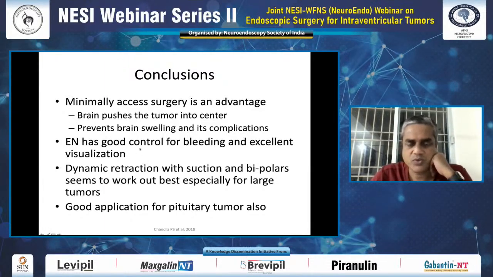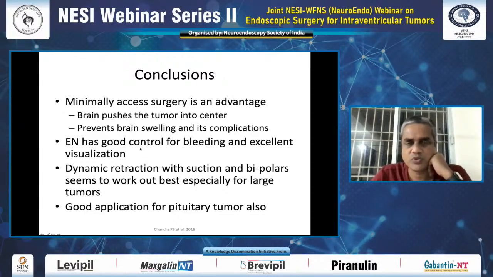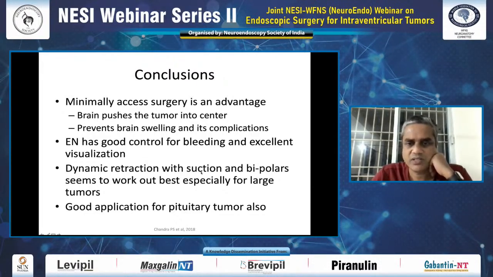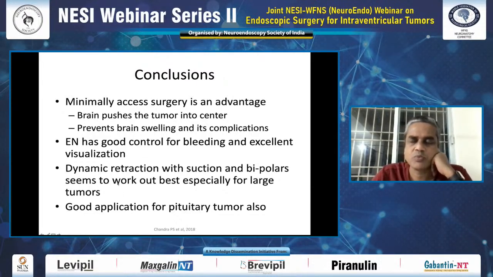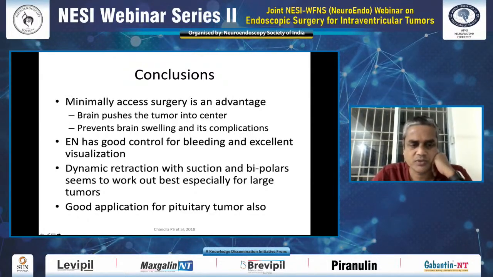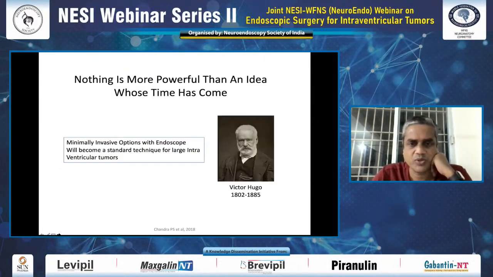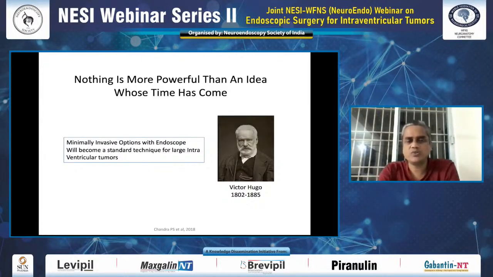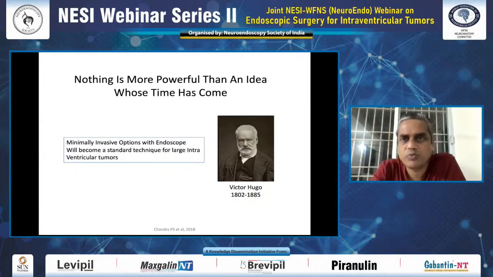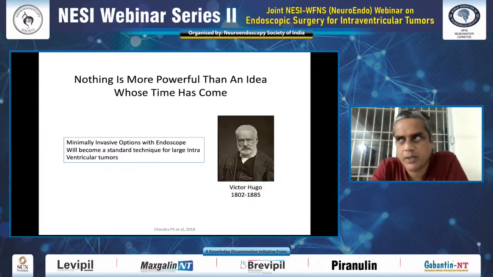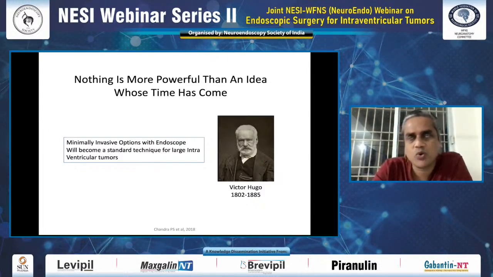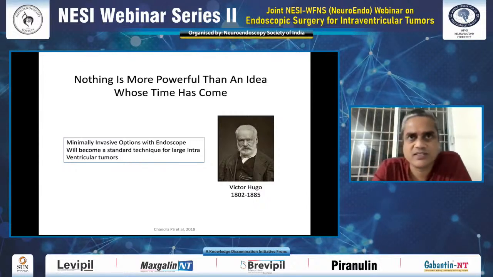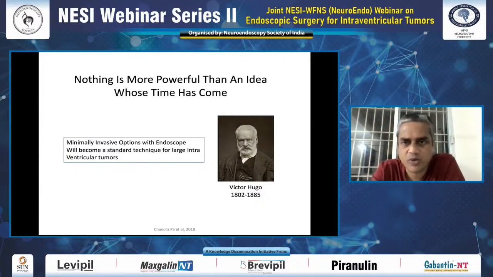I found using the syringe for the transcortical approach to be excellent, and dynamic retraction with suction and bipolar to be very good for the interhemispheric approach. And the same thing I've been using for pituitary also. So I think that the use of endoscope for more than endoscopic third ventriculostomy is a powerful idea, and it depends to what extent the surgeon can use it to his or her advantage.